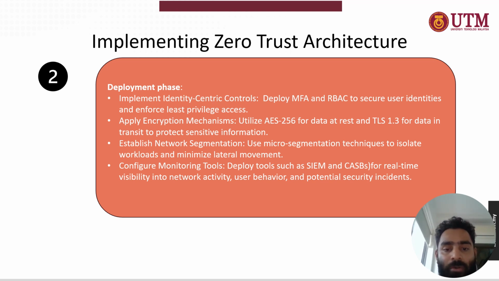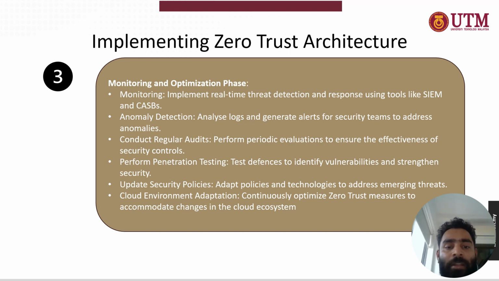Then configure monitoring tools. Deploy tools such as SIEM and CASB for real-time visibility into network activity, user behavior, and potential security incidents. The last and final phase is monitoring and optimization. It's very important to implement real-time threat detection and response using tools like SIEM or CASB. For anomaly detection, analyze the logs and generate alerts for the security team to address. If there is an alerting mechanism, whenever a threat happens, the logs will be generated.